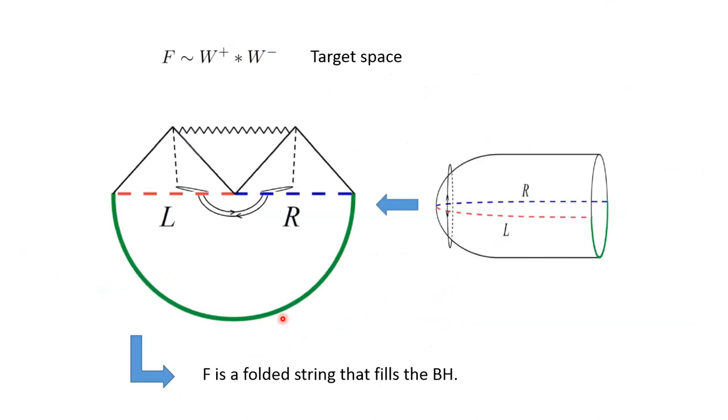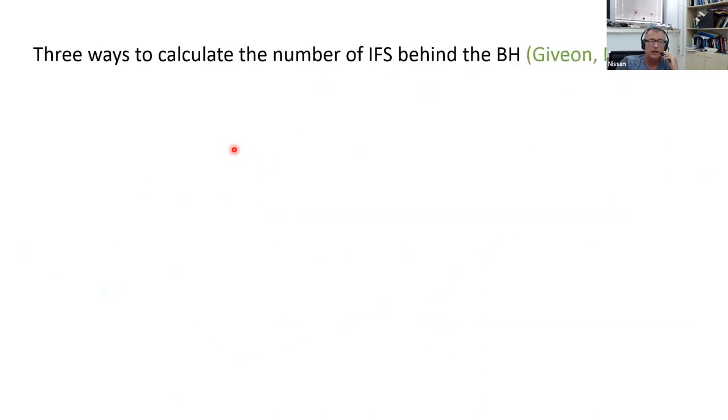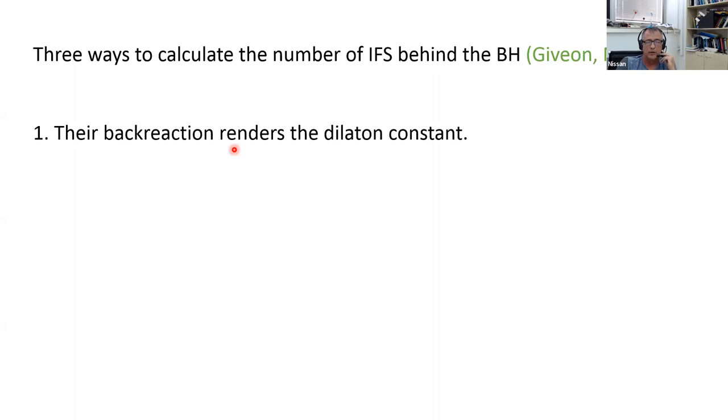Okay. So the conclusion from all of that is that here we have many folded strings. And so we are currently working on calculating their numbers and their distribution from first principles, but I would like to present three ways to estimate, or to actually calculate, the total number using indirect methods. So the first is their back reaction.